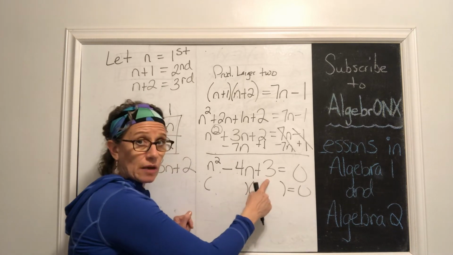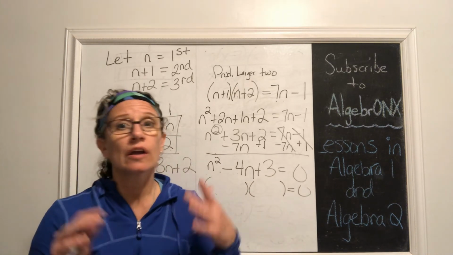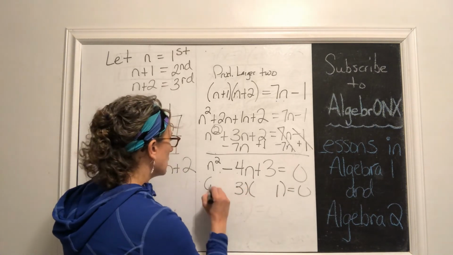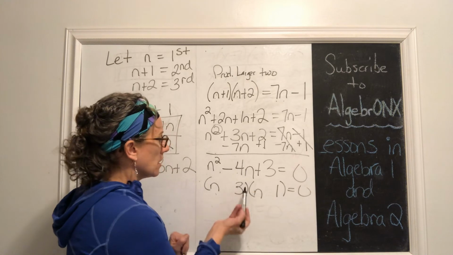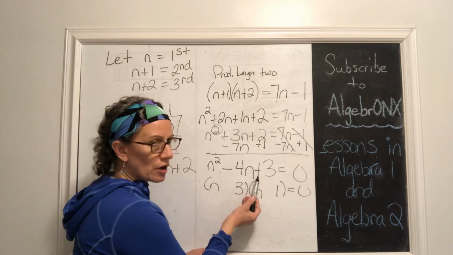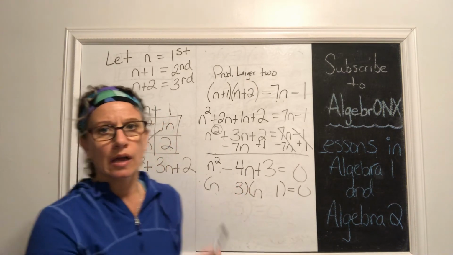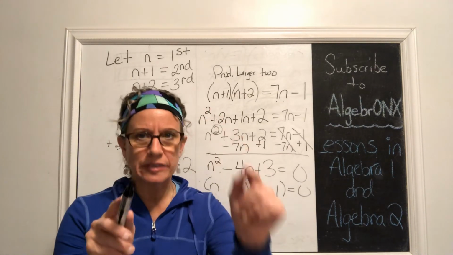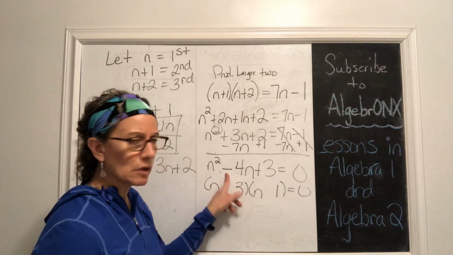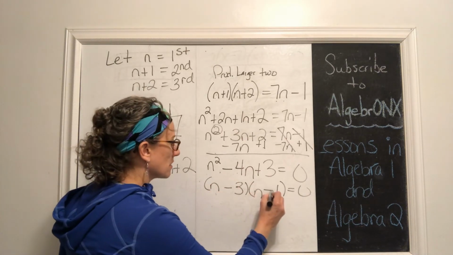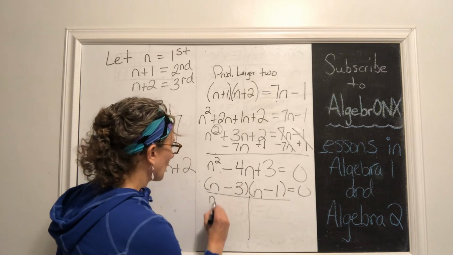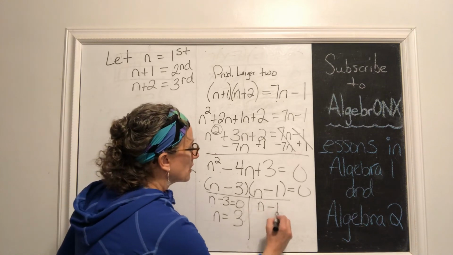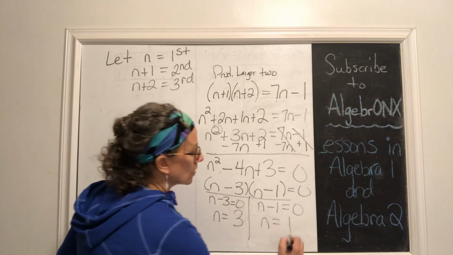Factor it. 2 numbers that times to give you 3. There's no choice here. 3 is prime, so 3 times 1. So I need a 3, a 1, an n, an n. Now, I need a positive product but a negative sum. How do you get a positive product? Positive times positive or negative times negative. I need a negative sum, so I need negative times negative. T-chart: n minus 3 is 0, n equals 3. n minus 1 is 0, n equals 1.